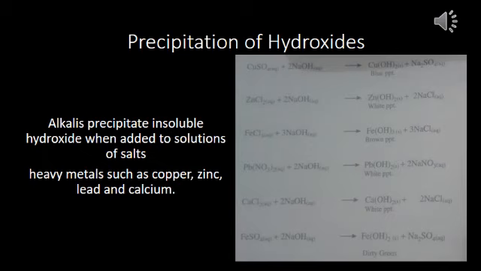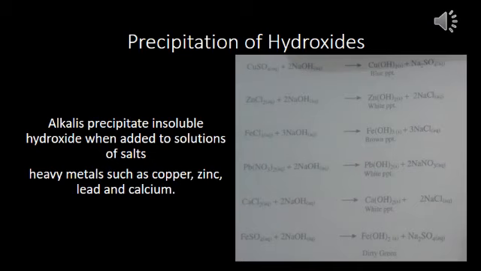Precipitation of hydroxide. Alkalis precipitate insoluble hydroxides when added to solutions of salts of heavy metals such as copper, iron, zinc, lead and calcium. Whenever a base reacts with the copper salt, iron salt and the zinc salt, they will produce a distinguished color which helps us to differentiate between them.